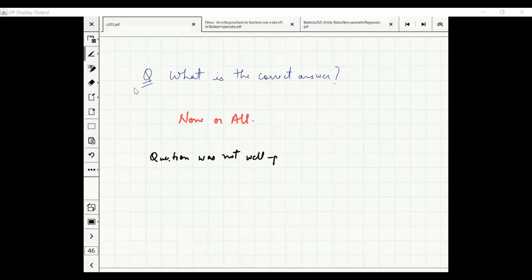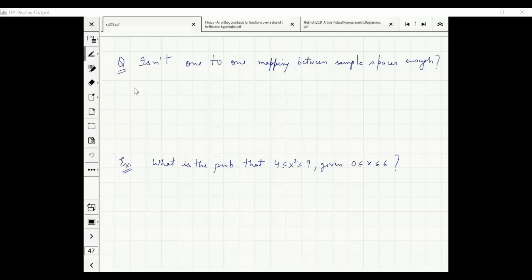But in this case, the confusion is, oh, if I look at all these sample spaces, it seems there is a one-to-one relationship between the sample spaces. Shouldn't the answer be the same if I have a one-to-one relationship between the sample spaces? That is not correct. That's not the correct intuition when we talk about infinite sample spaces. This can lead to wrong notions, so let me clarify this. So isn't a one-to-one mapping between samples enough? The correct answer is no, it is not enough. You need to describe the sample space clearly to me.